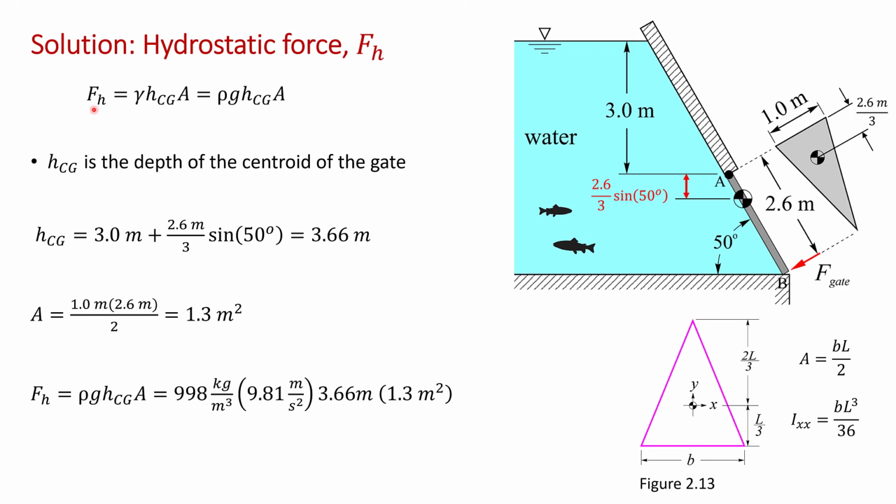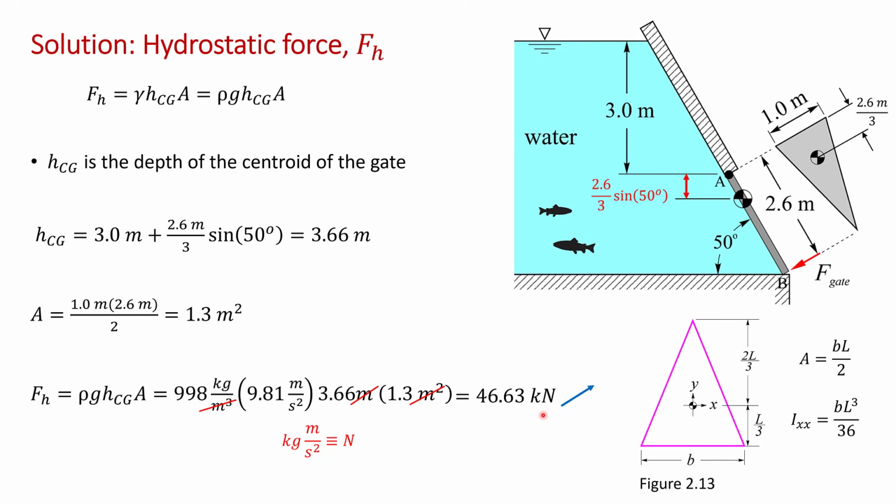So now we can calculate the hydrostatic force. So rho g h_cg times A. The density of water we're going to take as 998 kilograms per cubic meter. Acceleration due to gravity is 9.81 meters per second squared. The depth of the centroid, 3.66 meters, and the area of the gate, 1.3 meters squared. And you can see the meters cubed on the top cancels with the meters cubed on the bottom, and you end up with kilogram meters per second squared, which is a Newton.